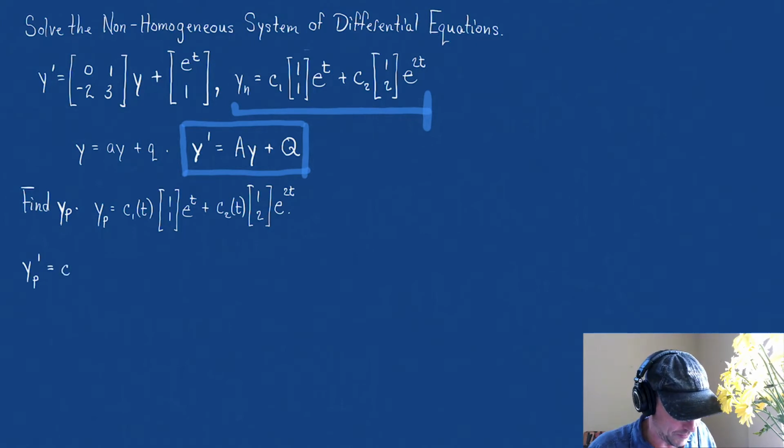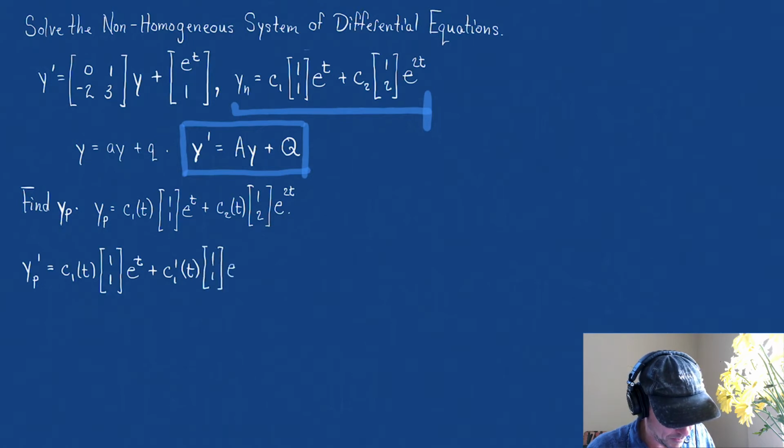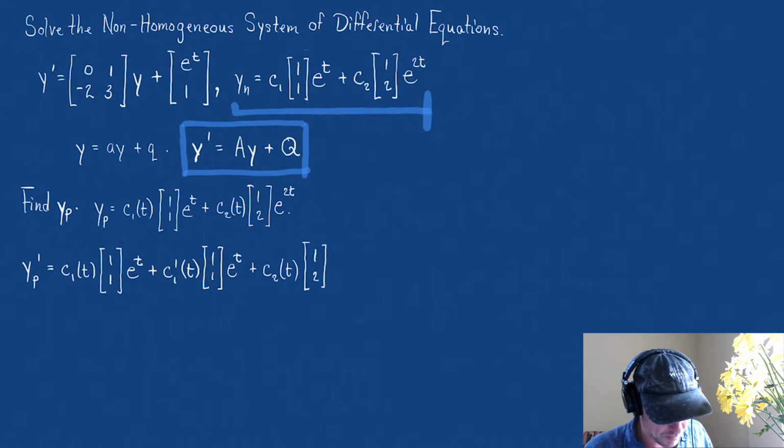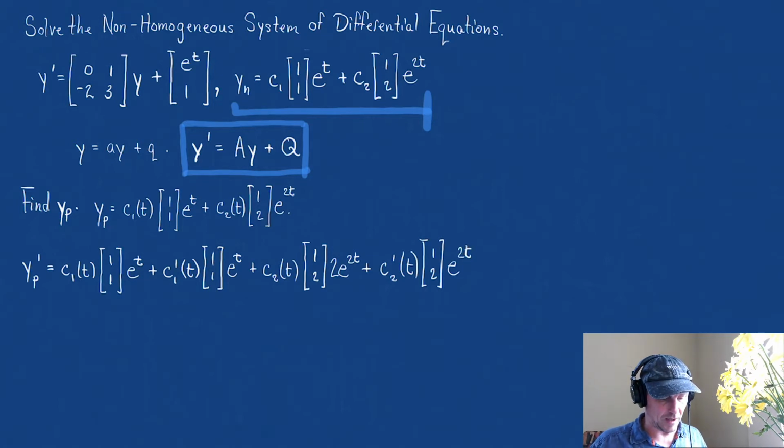Well, here we go. That's going to be c1 of t times the vector 1, 1 times the derivative of the second, that's e to the t, plus, now we're going to take the derivative of the first, so that's c1 prime of t times 1, 1, e to the t, plus c2 of t times the vector 1, 2 times 2e to the 2t, plus c2 prime of t times 1, 2 times e to the 2t. Okay, that's y particular prime.